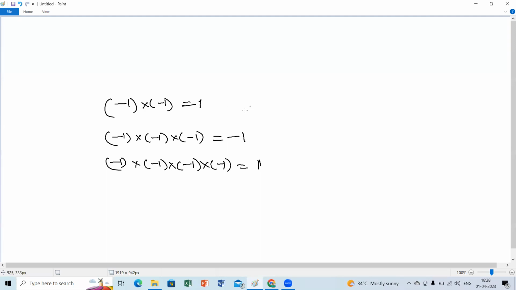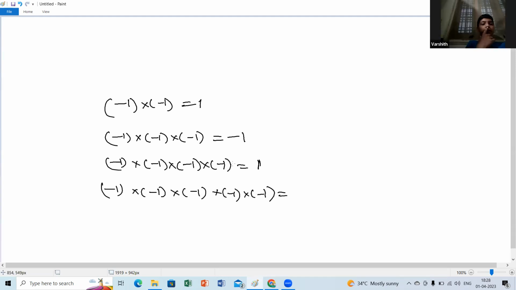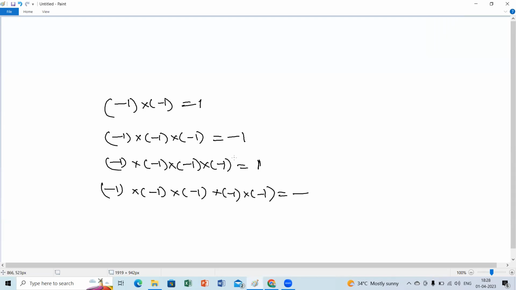That means, see, one more condition I'll write, then we'll write the generalized form. Negative 1 multiplied with negative 1 multiplied with negative 1 multiplied with negative 1 multiplied again. Ma'am, it's negative 1. Very good. Till here it is positive. Positive multiplied with the negative is negative. Very good. This is positive. This is negative. This is positive.